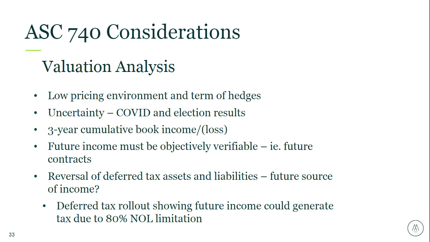But in today's environment, the history may not be very indicative of what's going to happen in the future. You could be in a 3-year cumulative income position because you've got really good hedges in place, but those hedges could be rolling off in the next year or two, which could significantly impact the operations or the P&L of the company. So when you're looking out in the future, projections are going to be heavier evidence, but when you are using projections, that future income really must be objectively verifiable.